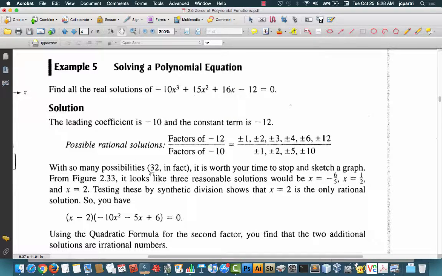This actually gives us 32 possibilities because we have to take the ratios of all possibilities. 1 over 1, 2 over 1, 3 over 1, 4 over 1, 6 over 1, 12 over 1, 1 over 2, 2 over 2, 3 over 2, 4 over 2, 6 over 2, 12 over 2, 3 over 1, 3 over 2, 3 over 5, 3 over 10, 4 over 1, 4 over 2, 4 over 5, 4 over 10, 6 over 1, 6 over 2, 6 over 5, 6 over 10, 12 over 1, 12 over 2, 12 over 5, 12 over 10. Gives us a lot of different possibilities.